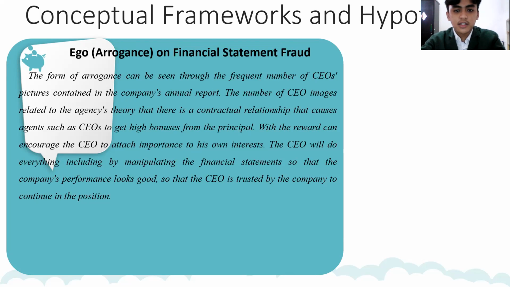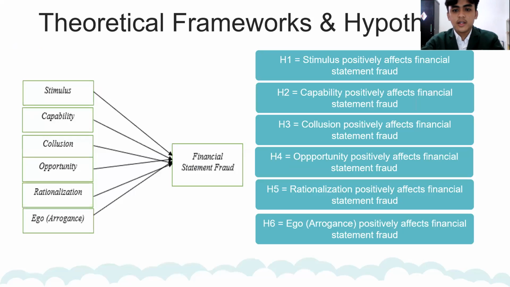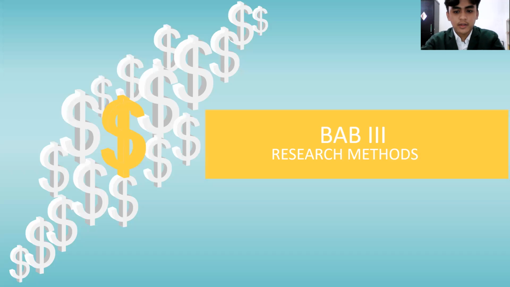Ego on financial statement fraud. The form of arrogance can be seen through the frequent number of CEO's pictures contained in the company annual report. This is my hypothesis overall, and each of my variables has a positive effect on the Y variable.